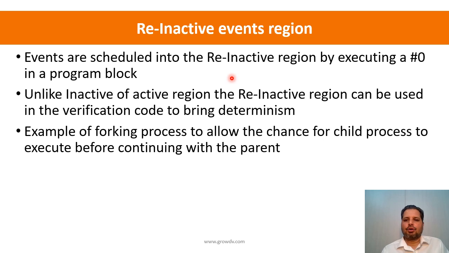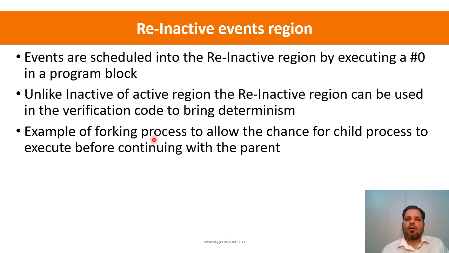The re-inactive events region is a part of your reactive region set, and the events scheduled in the re-inactive region are the execution of #0 blocking statements present in the program block. We had said that, as a part of coding guidelines, we didn't want to use #0 blocking assignments in the case of RTL, and that's why we didn't bother to discuss the inactive region in depth. But the re-inactive region can be used in verification code. It's not very frequent, but there are cases where you can bring determinism to the verification code using the re-inactive region. It's an advanced concept, so we will touch base on it a little when we talk about fork.